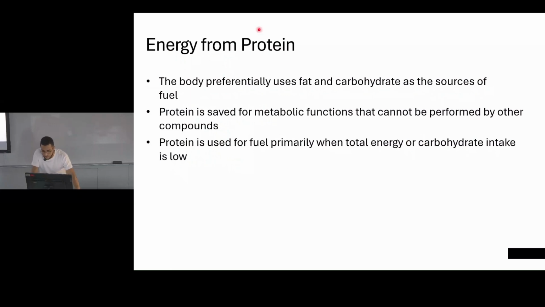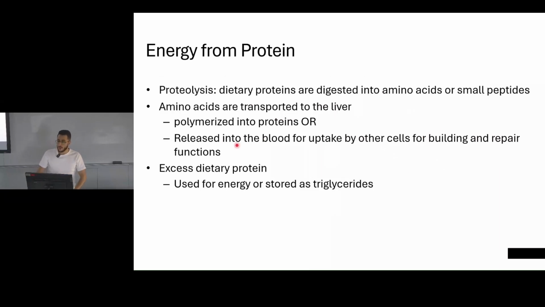Proteins. So you can also produce energy from proteins, but the body prefers fat and carbohydrates because proteins have a lot of other functions that cannot be performed by the other compounds. Protein is only used for fuel if your total energy is kind of low or your carbohydrate intake is low. The way to break down proteins to produce energy is through the process of proteolysis. And this is just basically digesting the bigger proteins into peptides, and then amino acids.